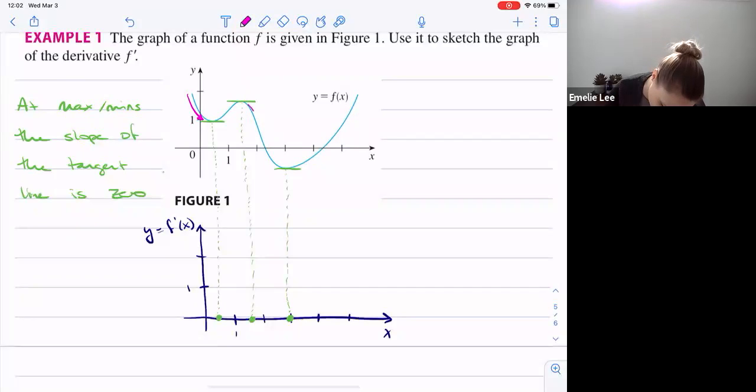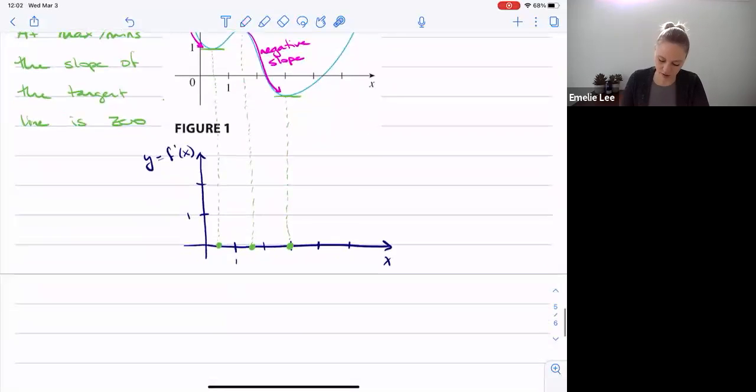So here, I'm just going to do the negative slopes for now, right? Negative slope for both of those pink regions, which means in terms of my derivative, if it's negative, it should be below the x-axis, right? I do have a page break here, so it's going to look a little bit weird, but we're just sketching this thing, right?